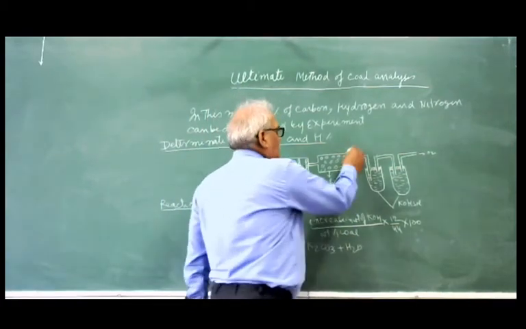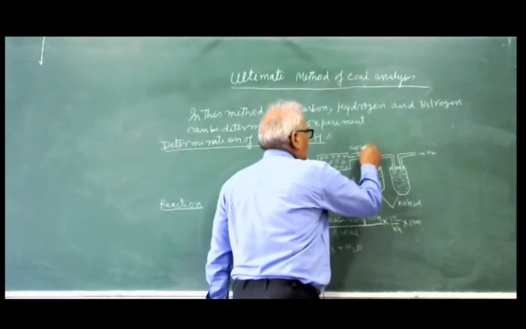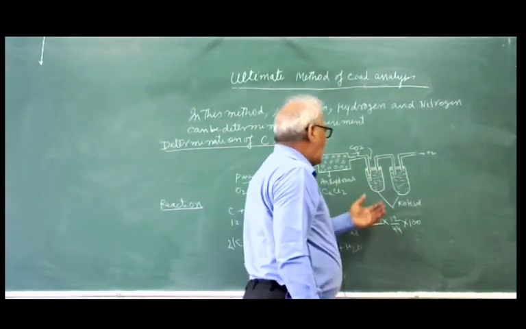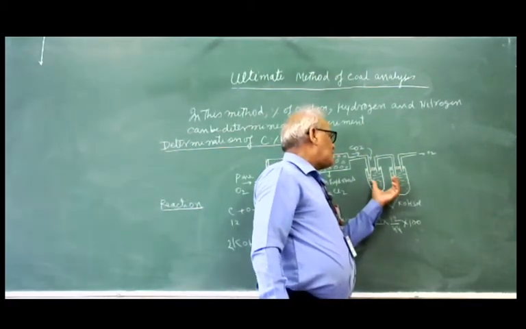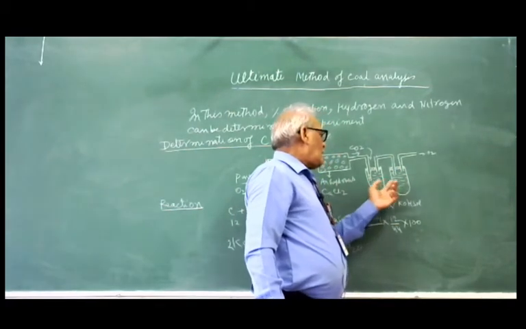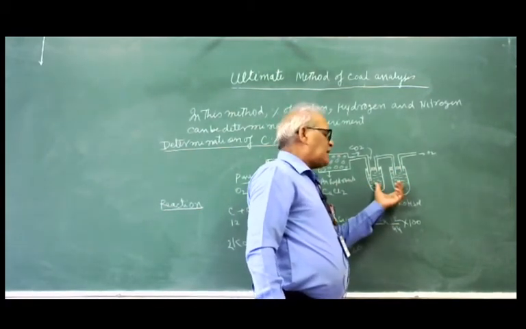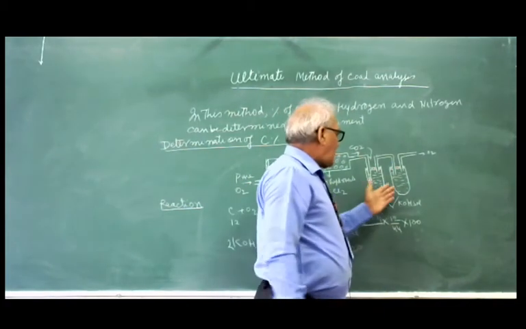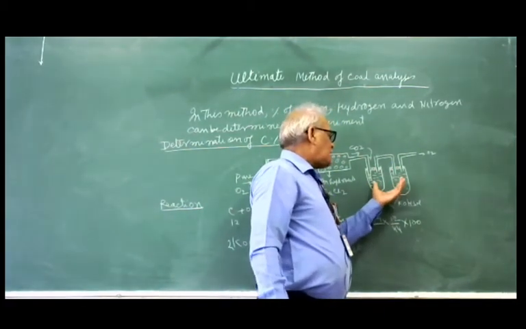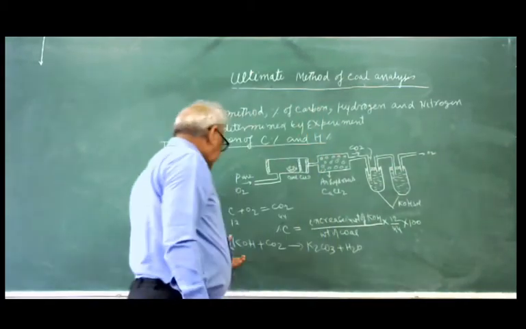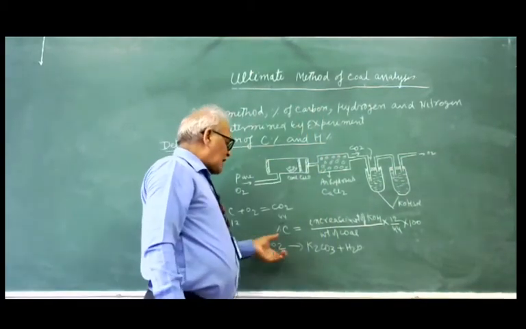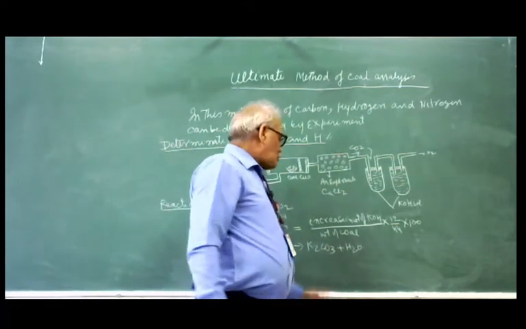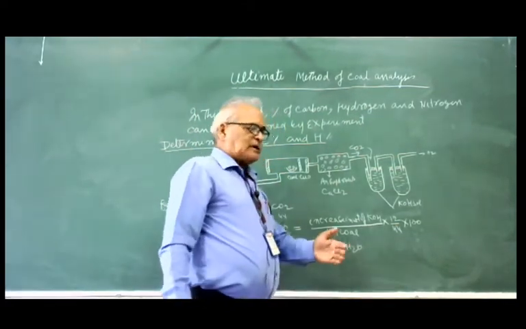Now this carbon dioxide, CO2, enters the KOH solution. This is the tube containing KOH. So carbon dioxide reacts with the KOH. KOH plus carbon dioxide gives potassium carbonate. So the weight of the potassium carbonate is increased.